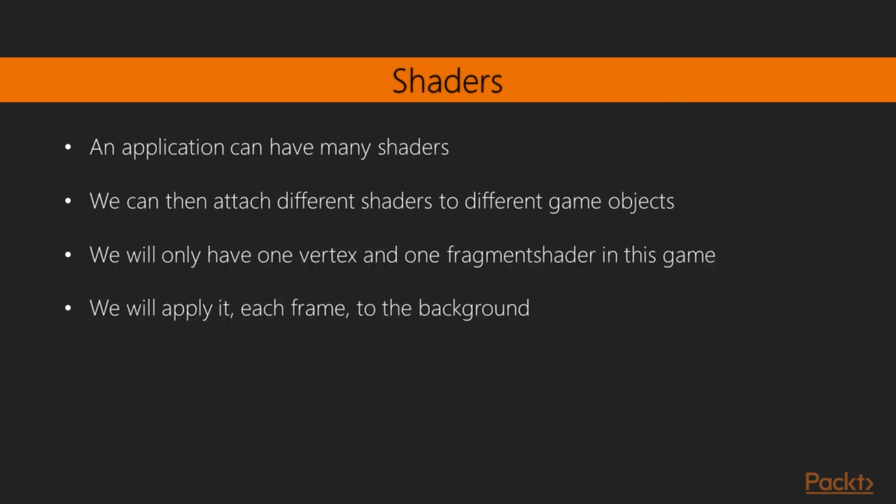An application can have many shaders. We can then attach different shaders to different game objects to create the desired effects. We will only have one vertex and one fragment shader in this game. We will apply it each frame to the background. However, when you see how to attach a shader to a draw call, it will be plain that it is trivial to add more shaders.